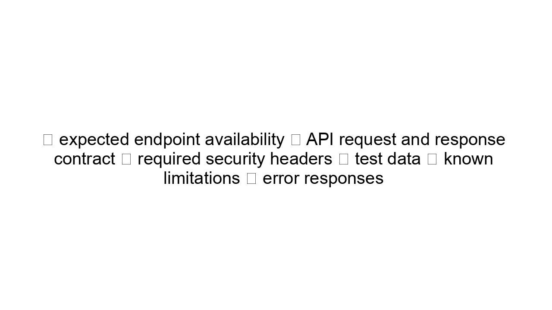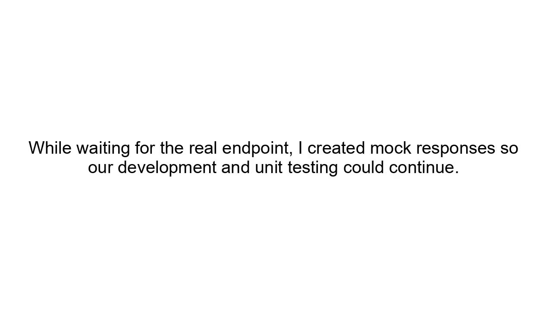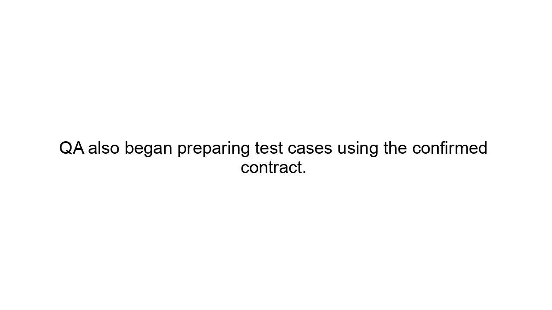Together, we confirmed the expected endpoint availability, the API request and response contract, required security headers, test data, known limitations, error responses. While waiting for the real endpoint, I created mock responses so our development and unit testing could continue. QA also began preparing test cases using the confirmed contract.